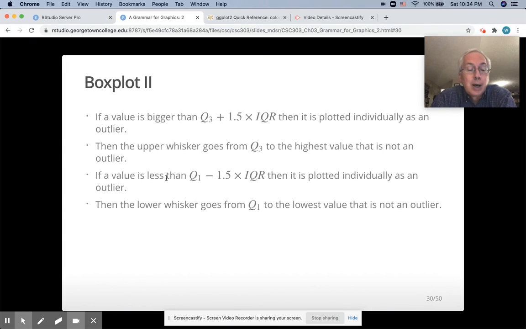Generally speaking, we can compute the interquartile range, the difference between Q3 and Q1, and we can multiply that by 1.5. Anything that is more than 1.5 interquartile ranges above the third quartile or below the first quartile will be plotted separately as outliers. In those cases, if there's a high outlier, then the upper whisker will extend from the third quartile to the largest value that is not an outlier. And if there's an outlier on the low side, the whisker on the bottom will go from the first quartile to the smallest value that was not classified as an outlier.